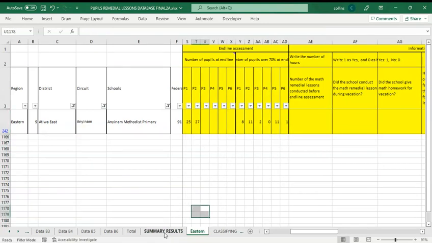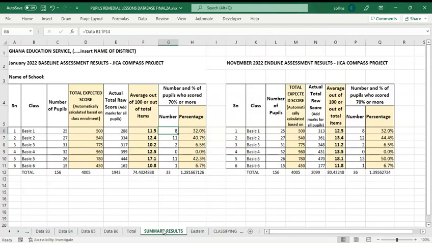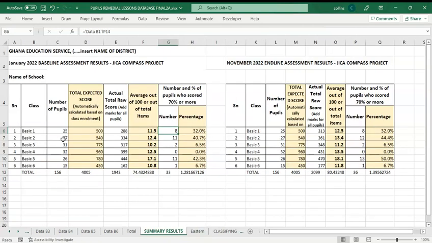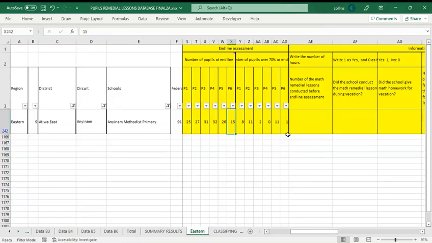P3, let me check. So in P3, number of pupils, okay, it's 31, 32, 26. Right. P6, I believe, was 15. Right. So you see that what is here have been sent to the Eastern data.